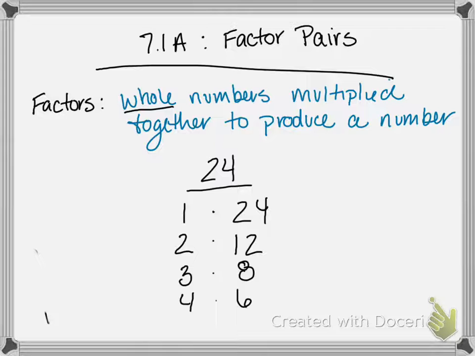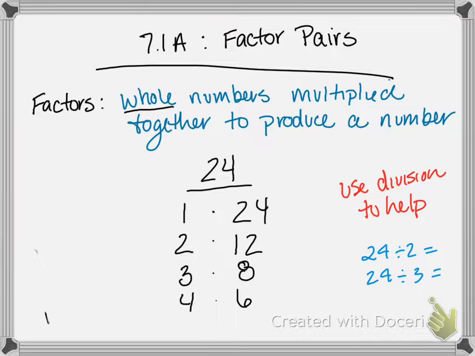Okay? So how did I do that? It's really helpful if you know your facts. I will give you a multiplication chart. But if you don't, you can also go backwards and do division. So if I'm trying to figure out what 2 times what gives me 24, you could always do 24 divided by 2 or 24 divided by 3 and kind of work backwards and do it that way, okay?